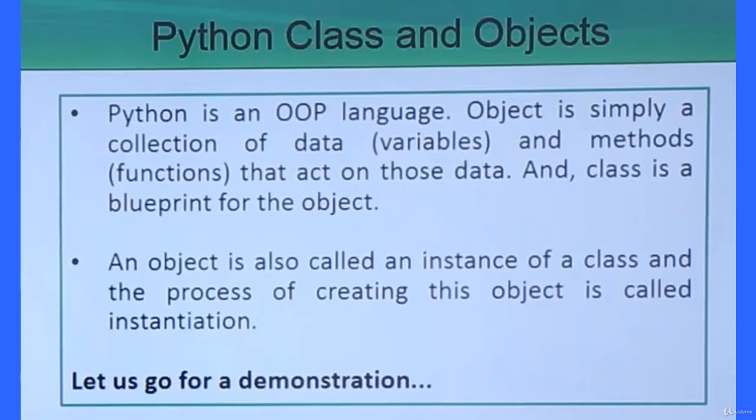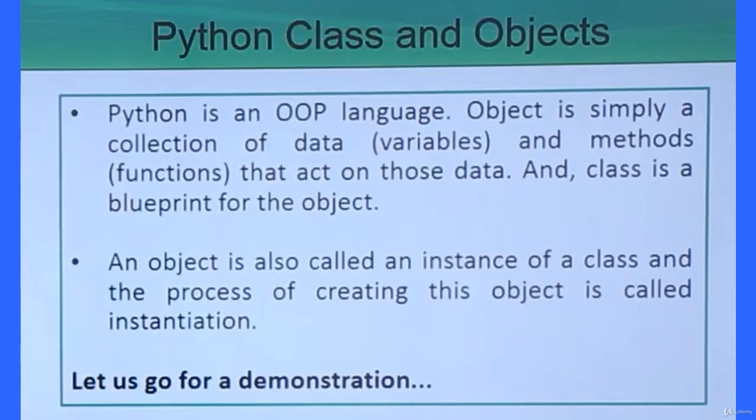An object is also called an instance of a class, and the process of creating this object is called instantiation. Whenever one object is defined, some memory space is occupied to hold the object's attribute values and to hold the method codes. So whenever instantiation takes place, some memory space gets allocated to the object. Let us go for one practical demonstration to show how these class and object concepts can be used in our Python coding.